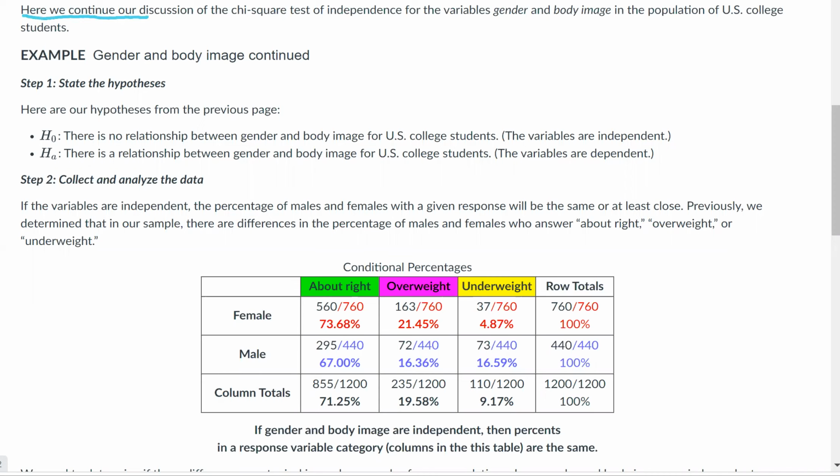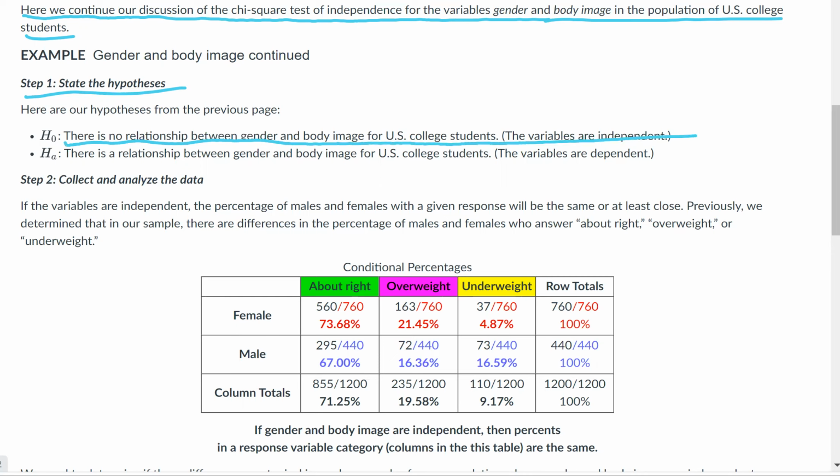Like I said, we'll continue our discussion of the chi-square test for independence for the variables gender and body image in the population of U.S. college students. So we stated the null and alternative hypotheses. The null was that there is no relationship between gender and body image for the U.S. college students. The null says that the variables are independent, but the alternative hypothesis says the variables are dependent. In other words, there is a relationship between gender and body image for U.S.